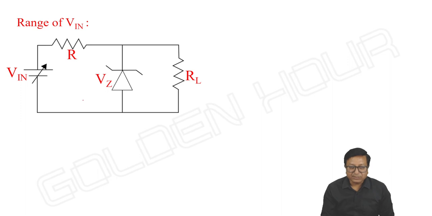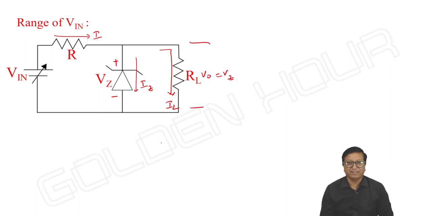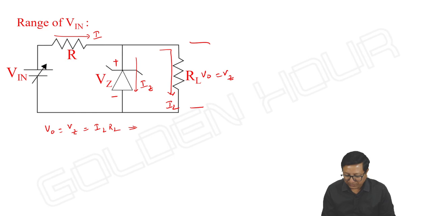So let us take the current through the series resistance as I, the current through the Zener diode as IZ, with VZ in plus-minus polarities, the current through the load resistor RL, and V output equal to VZ. Here I kept RL constant. So V output equal to VZ is equal to IL into RL, which implies IL is equal to VZ by RL. Here VZ is constant, RL is constant, and hence IL is constant.